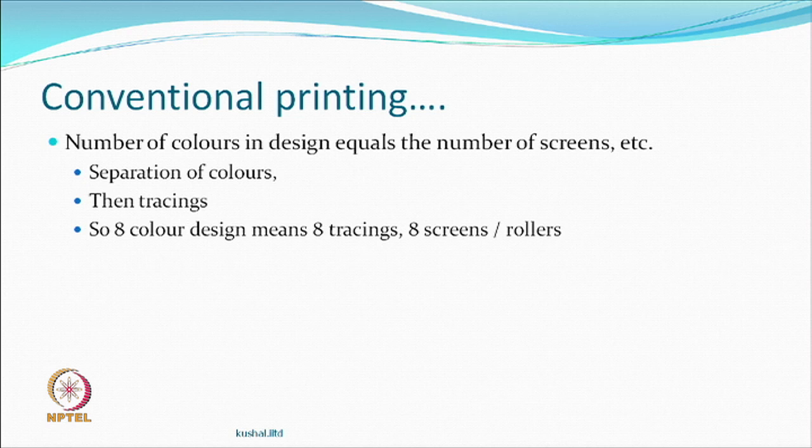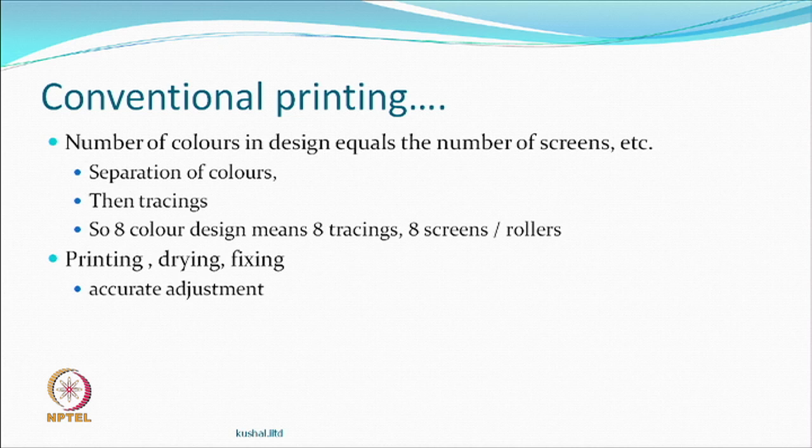So, if it is an 8 color design, it means you will make 8 tracings based on the separation of colors, and then you will make either 8 screens or 8 rollers. And so, the whole of this is a complex process. You are not supposed to make errors anywhere. And then of course, we do printing, accurate printing. If there are 8 colors in the design, then you better fix them very accurately.